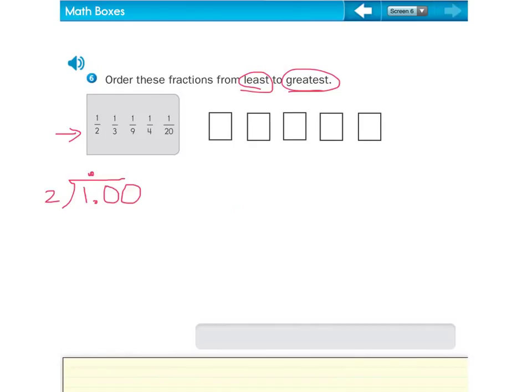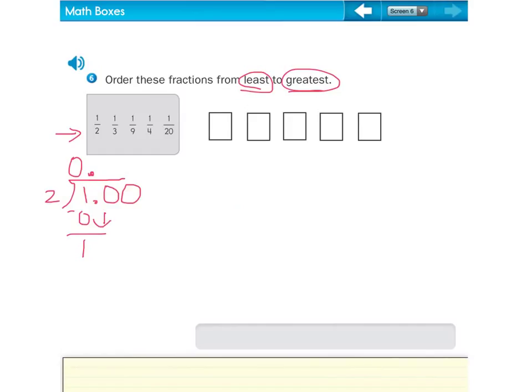So we know that 2 does not go into 1. So I'm going to put a 0 there. You have to put that 0. Either put a 0 or a small little X in that spot, because if you don't, your decimal is going to be in the wrong place. Okay? So 2 times 0, 0. I still have a 1.